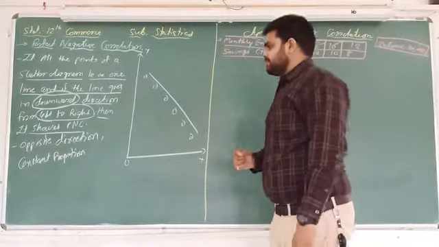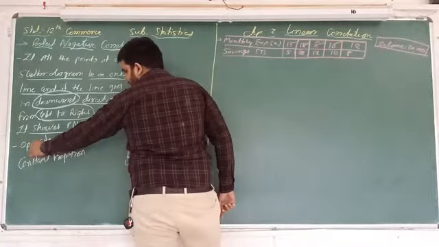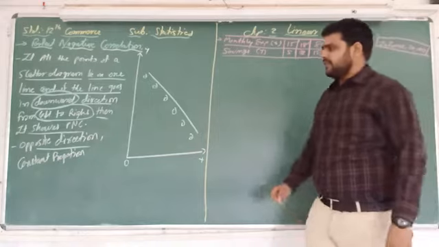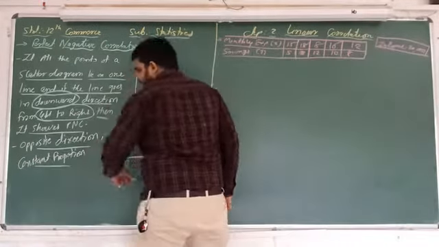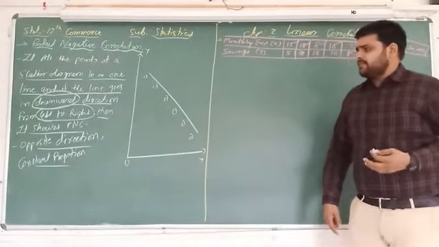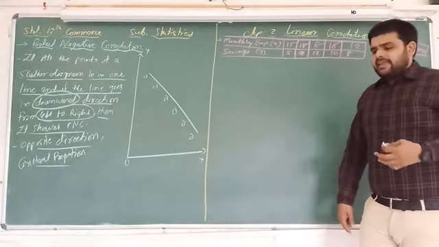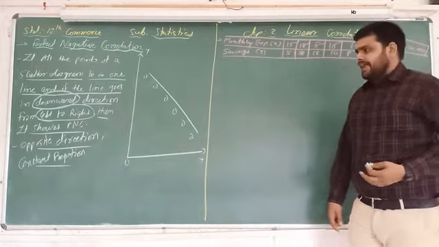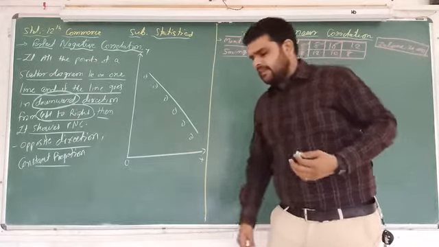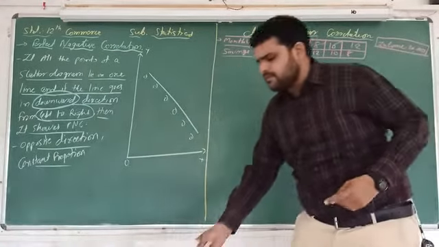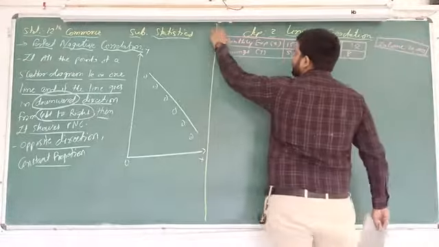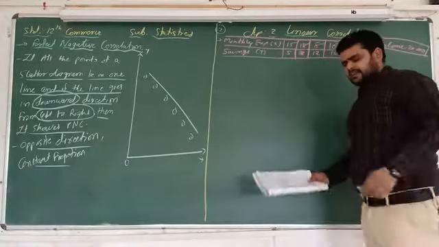This happens when x and y move in opposite directions and both are in constant proportion. Only in this condition can you say that it is a perfect negative correlation. Now we are going to discuss one example regarding this, and that is our illustration number 2. Let's see.